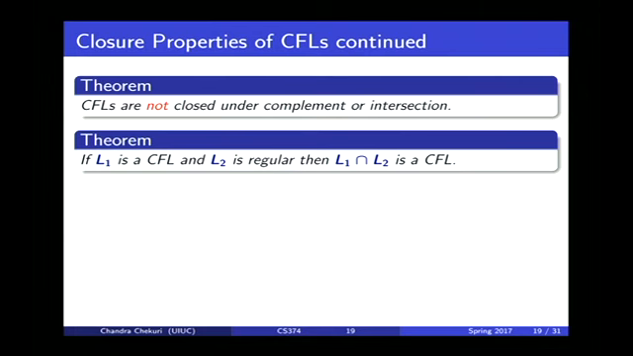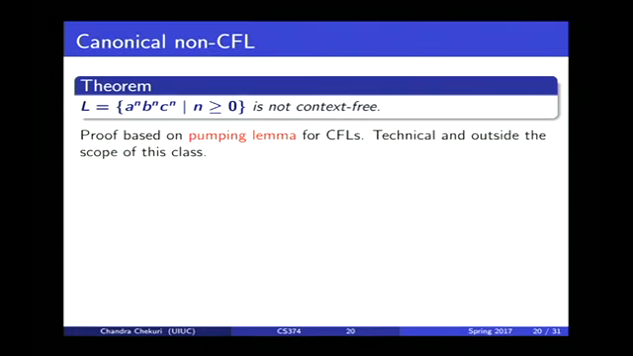You can ask, what is a simple example of a language which is not context-free? Here is a simple example, just to tell you what is not context-free: a to the n, b to the n, c to the n. We can do a to the n, b to the n, but this is not context-free. This is just for information. The proof is not obvious and not easy.